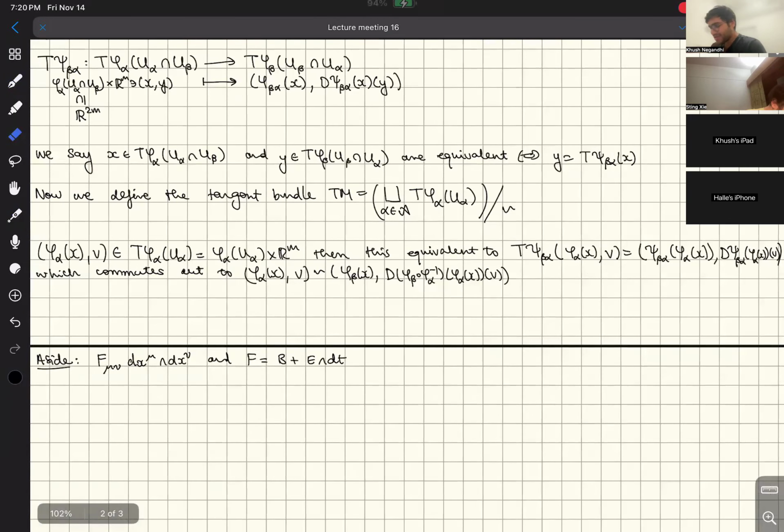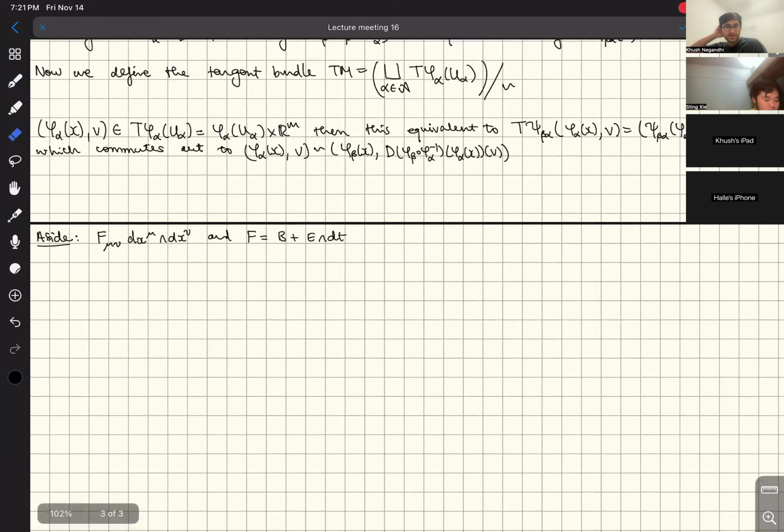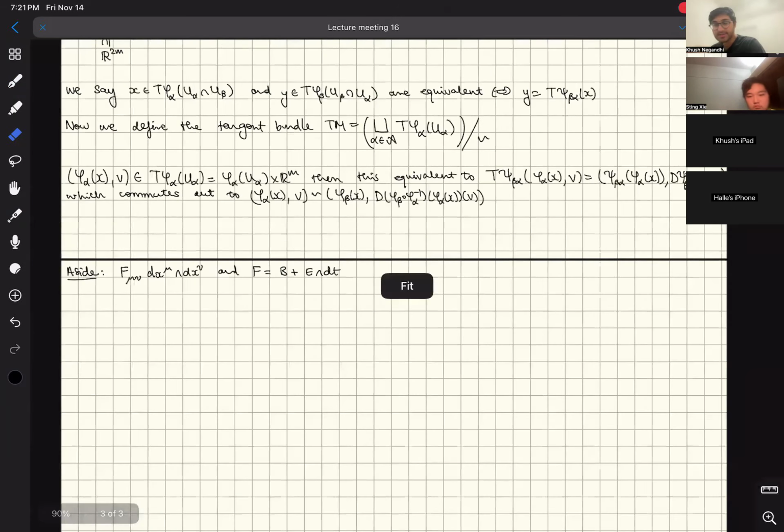We'll see that B and E are not really tangent vectors. They transform weirdly, and because of that, they're more exotic objects. Well, they're not actually more exotic. They just feel more exotic because we haven't worked with them all our lives. Okay, so are there any questions on this?